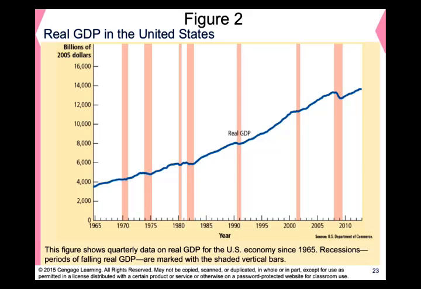This is a graph that shows the real GDP of the US. It starts from 1965 and goes until 2010 and a little bit after. As you can see, this is rising, but there are some periods in between where it is down.